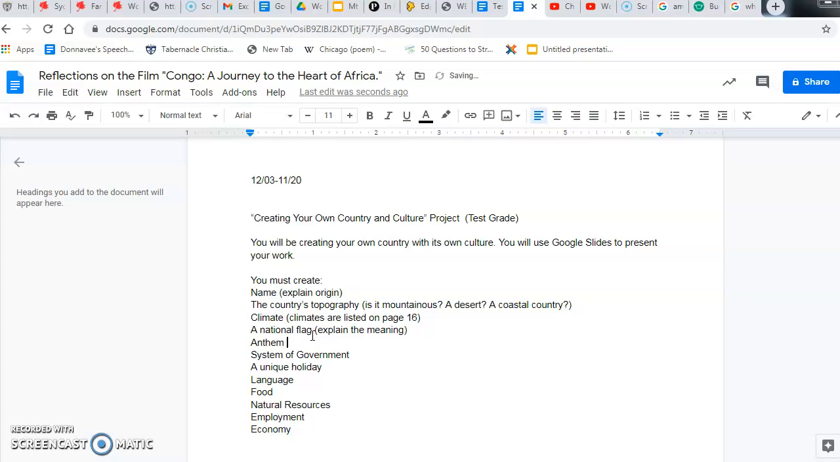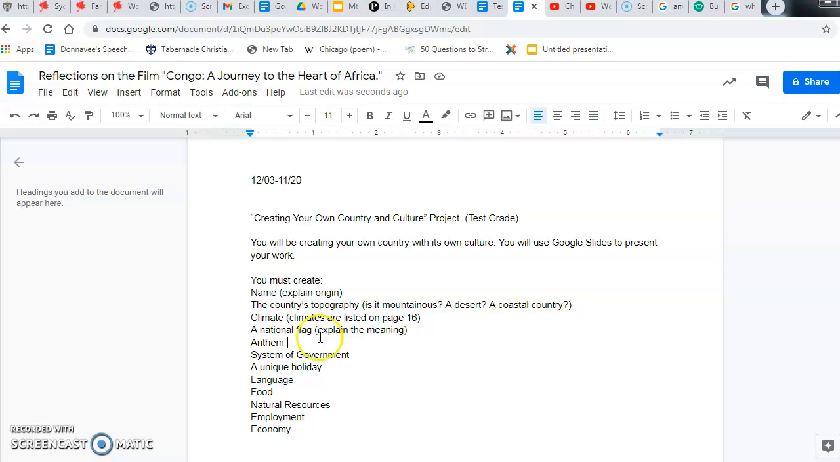Okay, so the next thing that you're going to do on the next slide is an anthem. We want to have a unique national anthem for your country, and it's supposed to be a fun assignment, so don't stress over your anthem. It can be a silly song. You can make it 3 lines long if you want to. It just needs to be an anthem that sort of encapsulates the culture of your country. So remember, what we're trying to do is we're creating our own culture for this country.